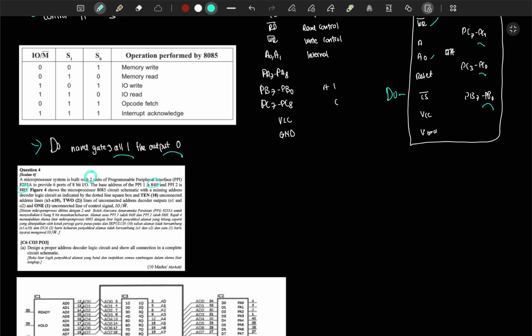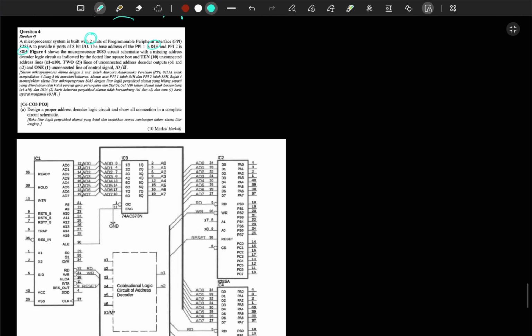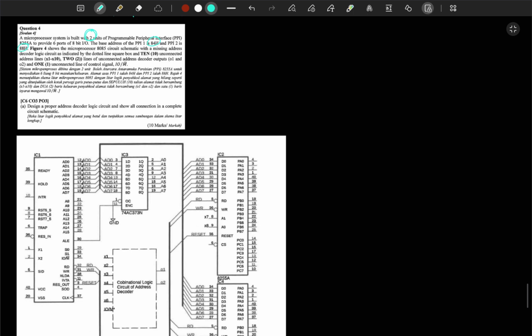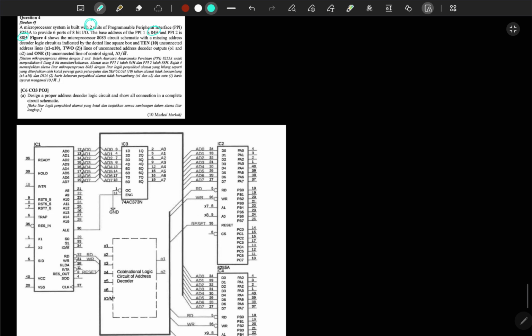Regarding the programming, I have explained it in the previous lecture, so I believe you can watch the previous lecture, especially for 8255 programming. Okay, this is for designing, again I repeat. Now this is the circuit they have given us.